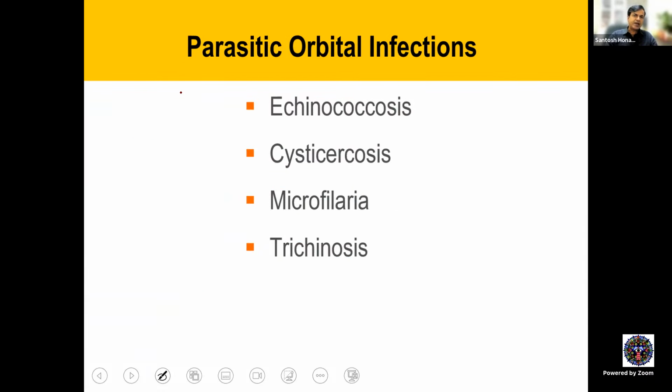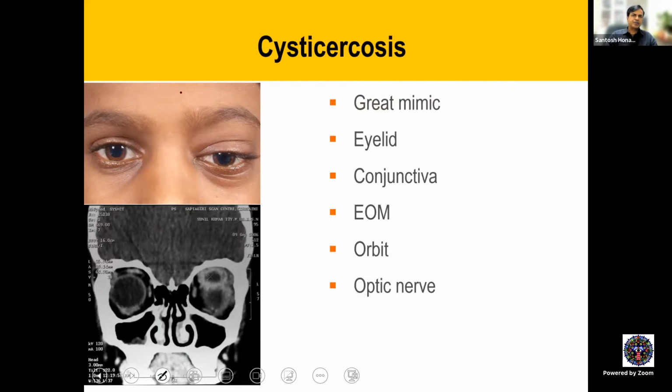But when you go to parasitic orbital infections, they tend to be chronic or subacute. They never manifest acutely unless a cysticercosis bursts spontaneously or a hydatid cyst bursts spontaneously and causes orbital inflammation. Otherwise, most of these parasitic infections tend to be subacute and chronic. Cysticercosis is a great mimic. When you find a child or an adult with an orbital mass with ocular motility restriction, you should think of myocysticercosis, at least in endemic areas.